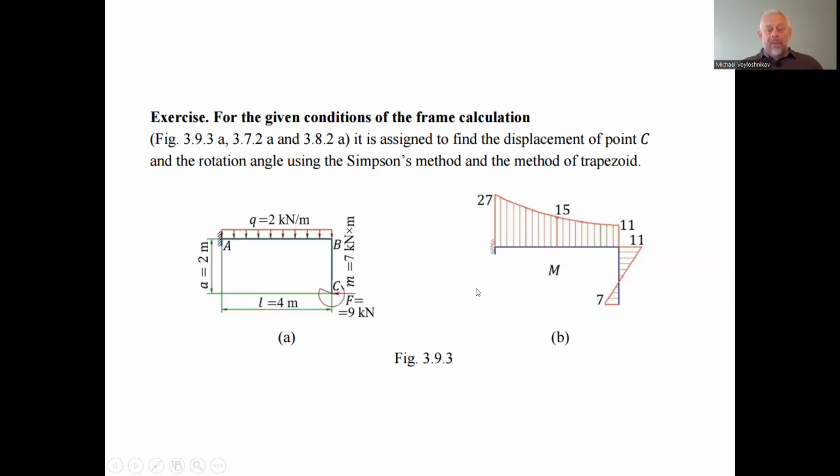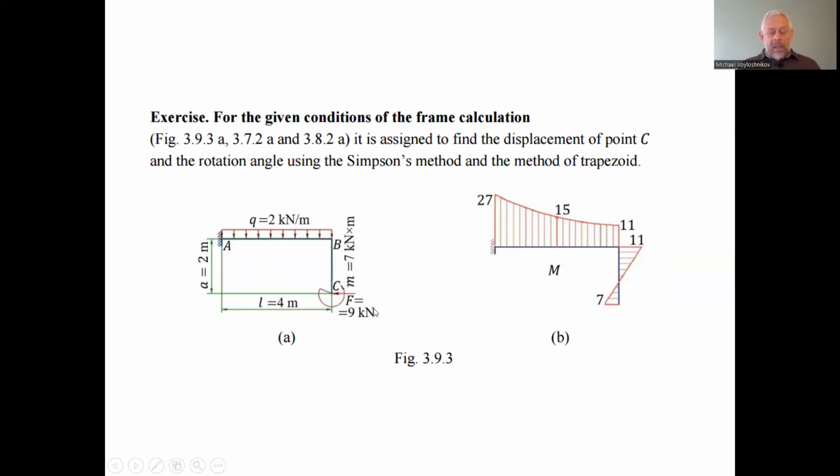So we can find the bending moment diagram under the action of the applied external load. We did that already in point 2.3.7 or 3.8 of the book, and besides, we can briefly repeat how we found the diagram of the bending moment of this mechanical system under the action of the external load, not the unit force, but the external load.